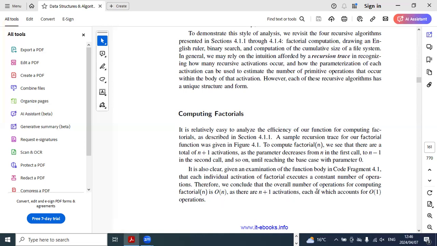Therefore, we conclude that the overall number of operations for computing the factorial is big O of n, which is linear, and there are n plus 1 activations, each of which accounts for constant time, big O of 1 operation.